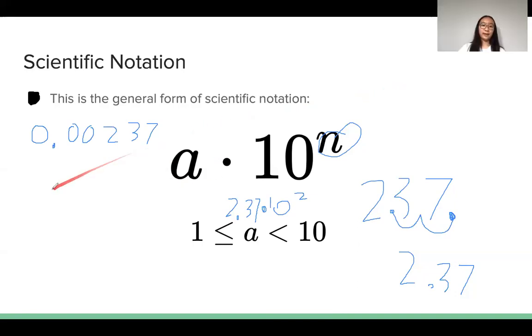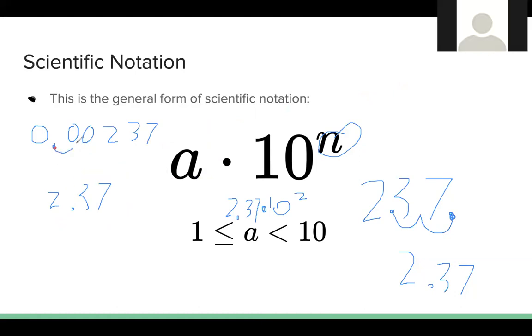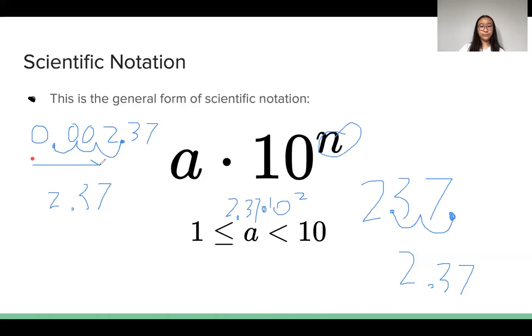A is the exact same thing. It would be 2.37. And so now you have to count how many times you have to move the decimal point to change this to that. And you have to move it 3 times. And since you're moving it this way, that's negative. That's making it smaller. So n would be -3. And so you get 2.37 times 10 to the -3. And that gets you 0.00237.